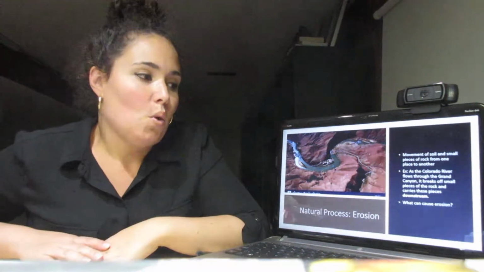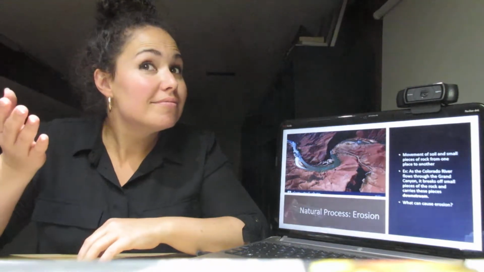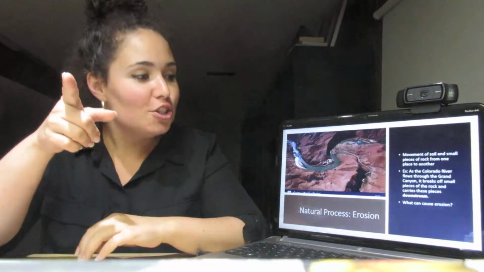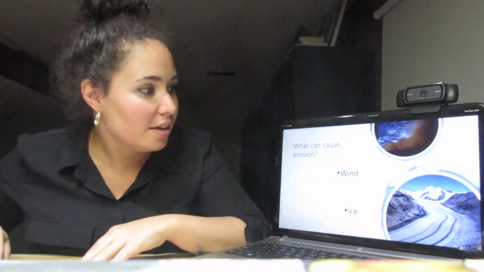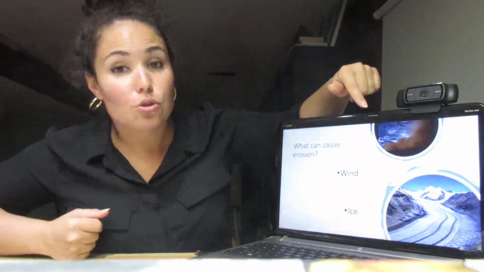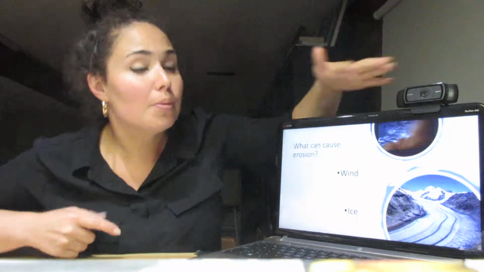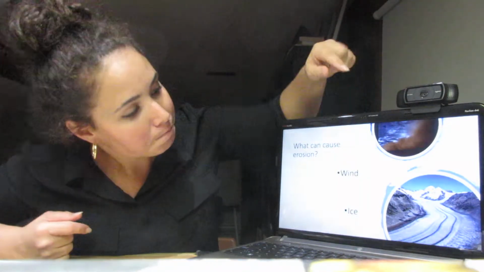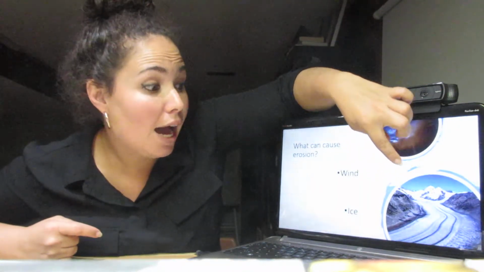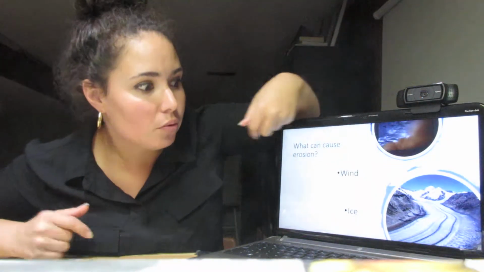But what can cause erosion? Can someone tell me? Ice and wind. Good job. So ice and wind can both cause erosion. So look at those two pictures. The first one shows how soil particles are blown away by the wind. And here we can see how the ice is shaving off some of the rock in the mountain.